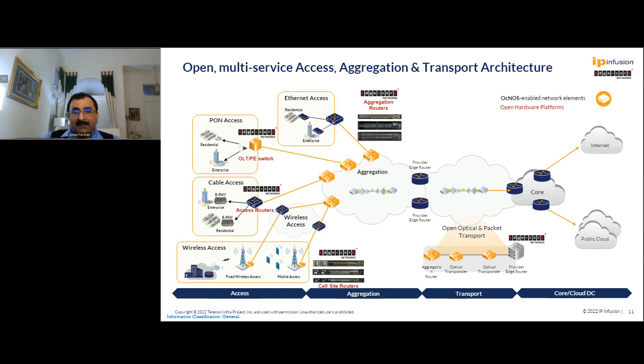So what you see here is on the access side, you have both wireline and wireless. In the wireline, what's happening is the passive optical networks are going from 1 gigabit to XGS-PON and NG-PON2 in the near future. As those speeds increase, the aggregation point basically has to scale up.